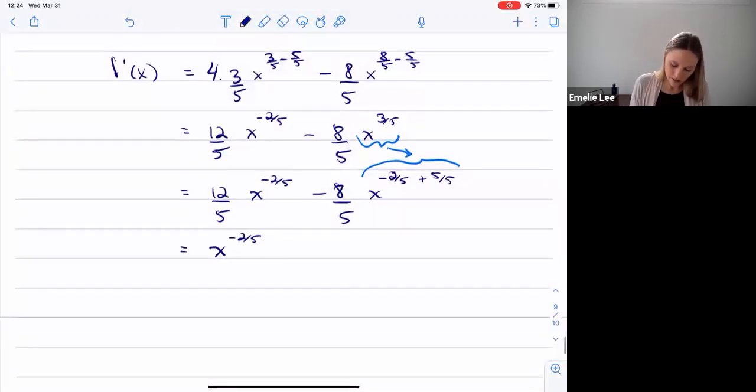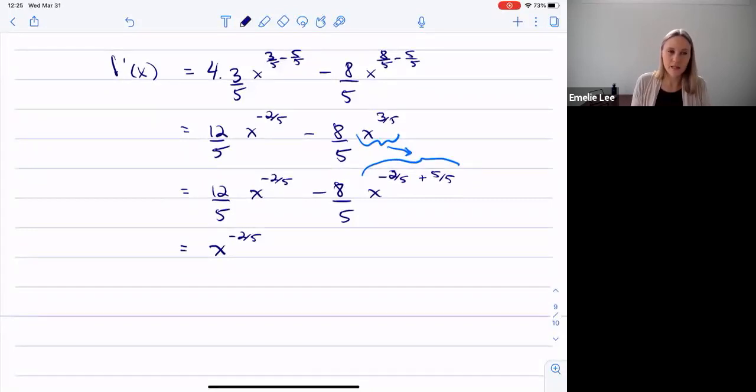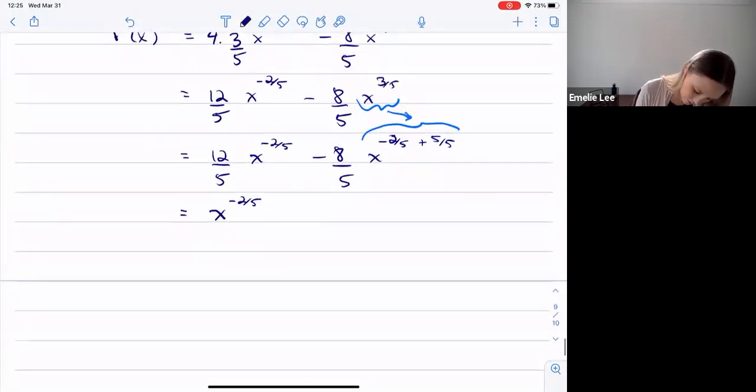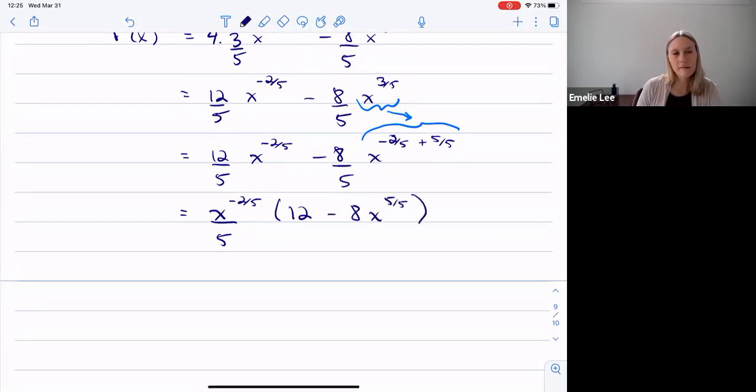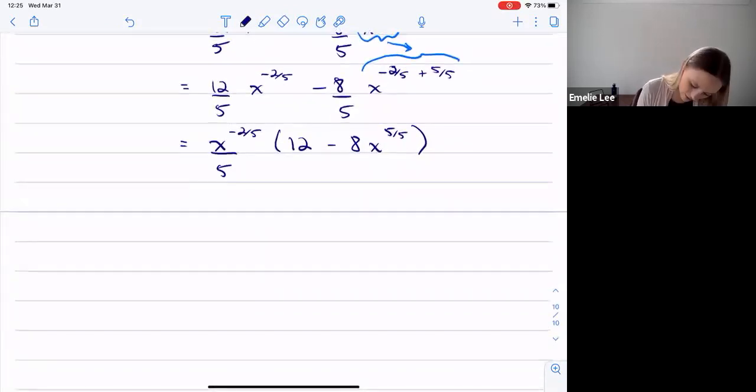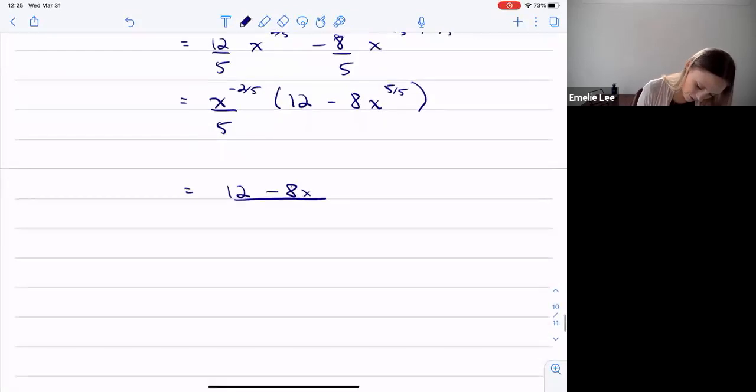So now I can factor out the x to the negative 2 over 5, and I can also put it over 5. They both have a factor of 1 over 5. Times 12 times 1 minus 8 times x to the 5 over 5, which is just x to the power of 1. So this becomes 12 minus 8x over 5 times x to the 2 over 5 in the denominator. Okay.